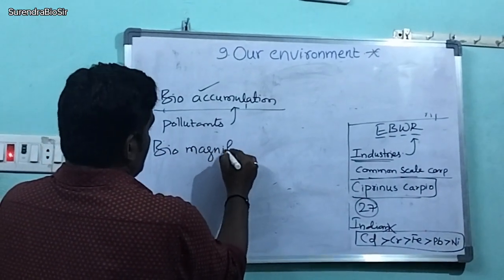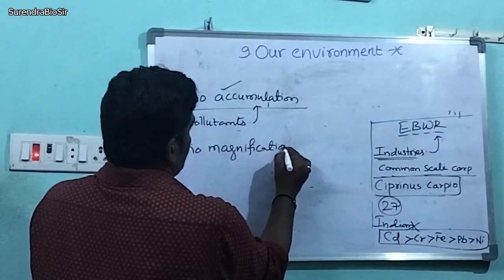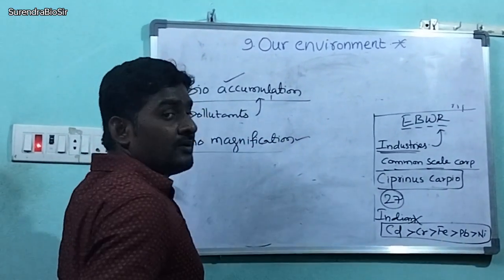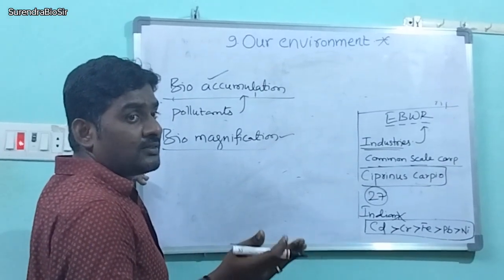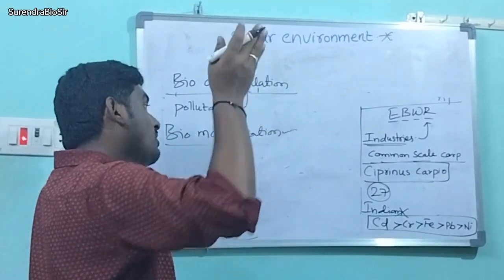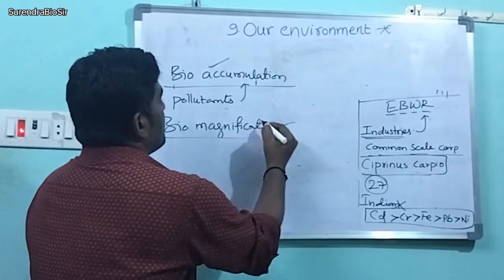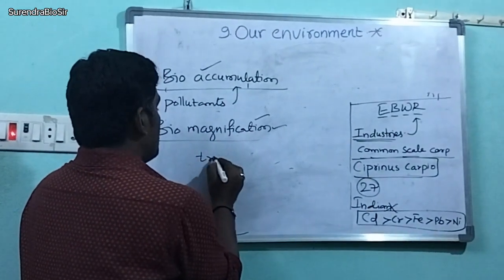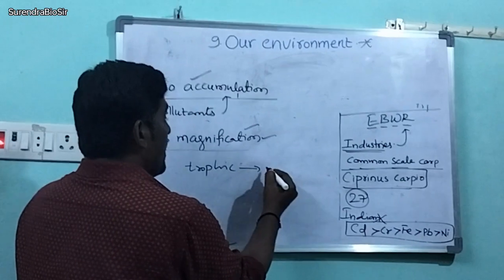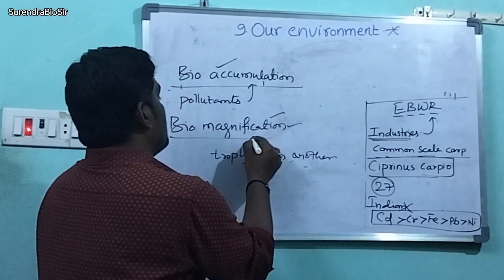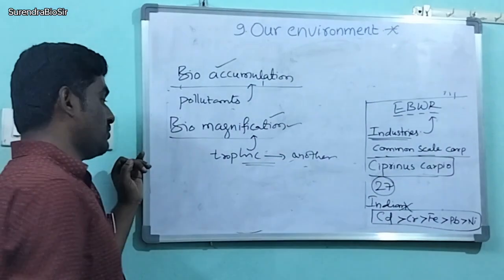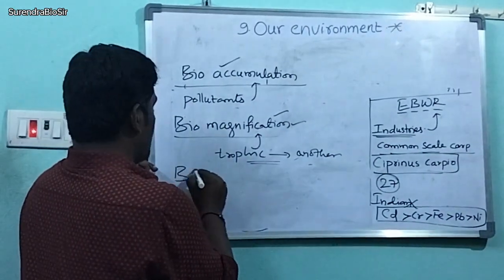Next, biomagnification is also there. What is biomagnification? The tendency of pollutants to move from one trophic level to another trophic level is called biomagnification.